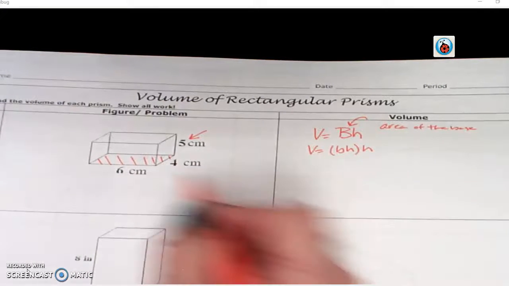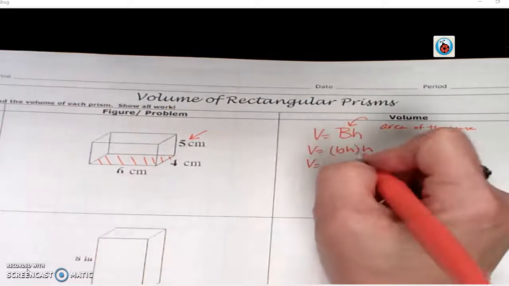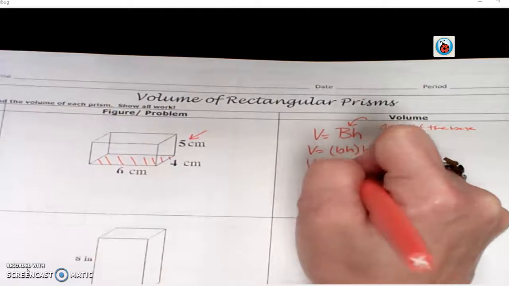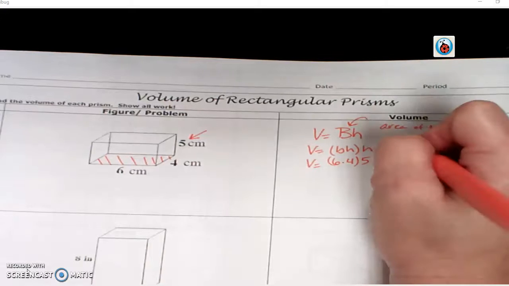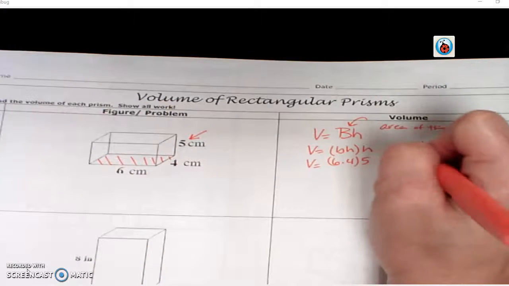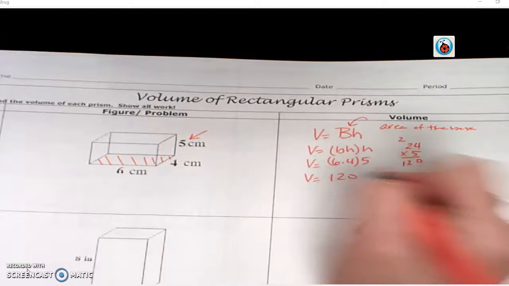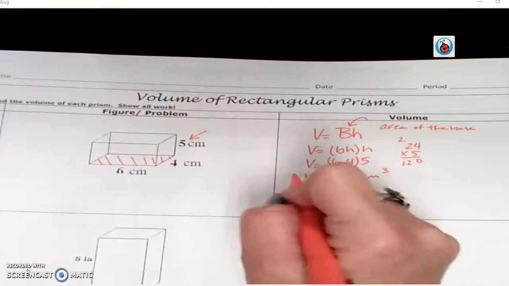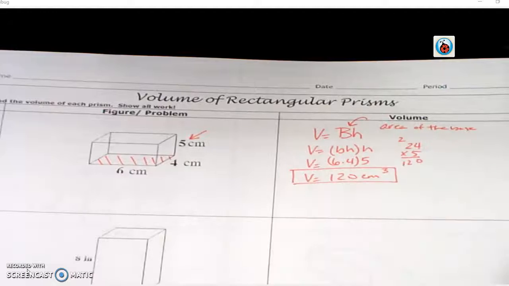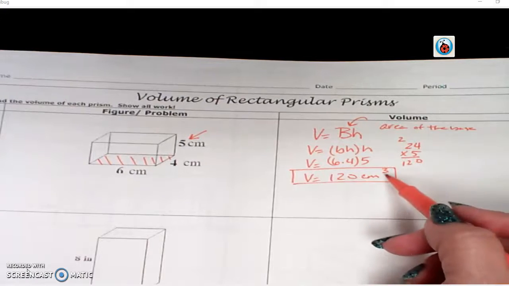So even though in elementary you learned to simply say 6 times 4 times 5, that's still going to work here. 6 times 4 times 5. So I'm going to have 24 times 5. And my volume is going to be 120 centimeters. And this time you're going to have a little 3 for cubed. When it was area, you only had 2 dimensions, a base and a height. Now that you have 3 dimensions, you have a little 3 there.